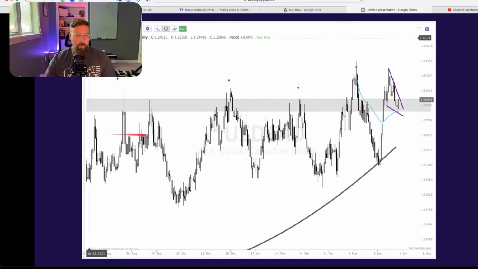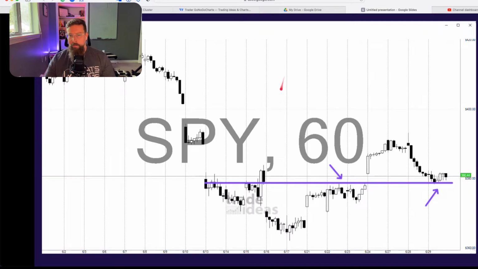Last on the currency front is the US CAD. So dollar CAD, we've had this huge area around 128, 129. We broke that recently and pulled back into that zone. So if we can break out of that zone again, I'm interested in dollar CAD right here.